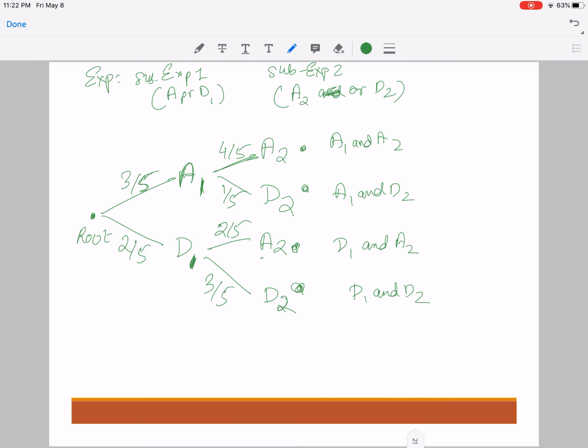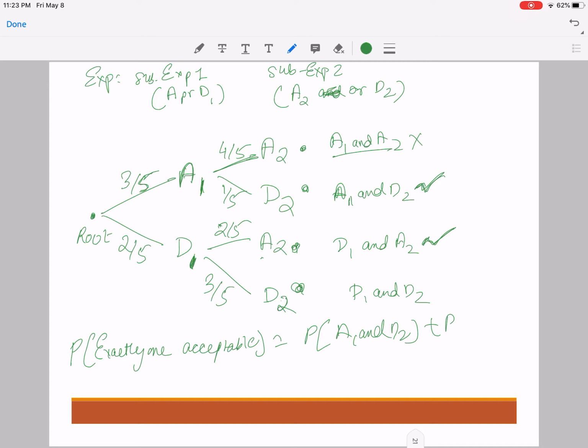Oops, I have two photodetectors acceptable here, so I will not consider this case. I have exactly one photodetector acceptable here. So this is a valid leaf for that event. I have exactly one photodetector here. So that's another leaf that is valid for this event. So probability of exactly one acceptable is equal to probability of A1 and D2 plus probability of D1 and A2. So I just add probabilities of these leaves.